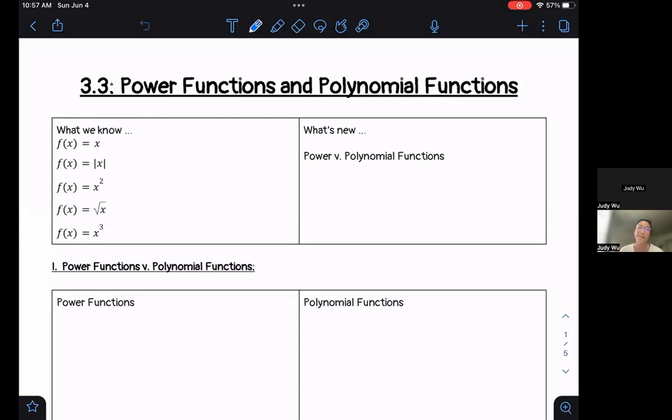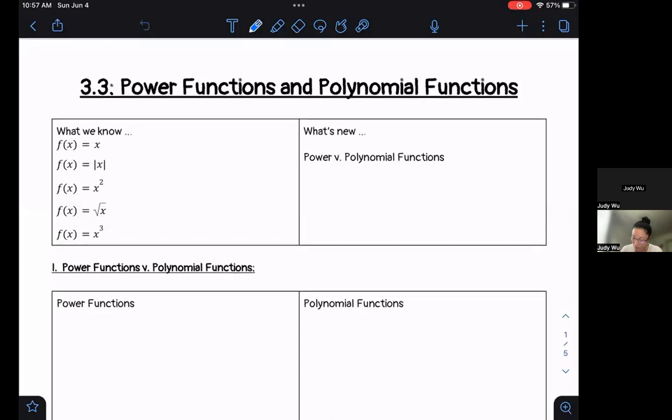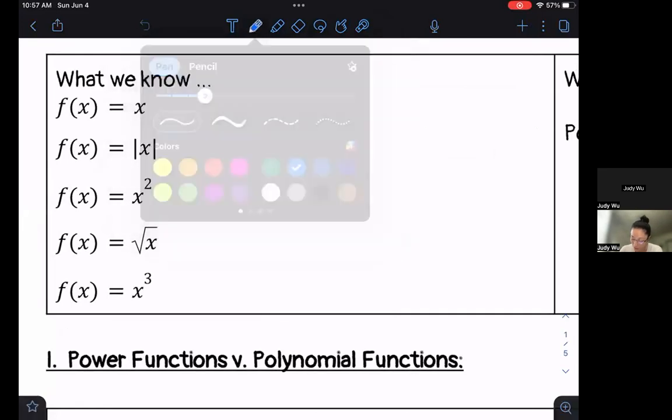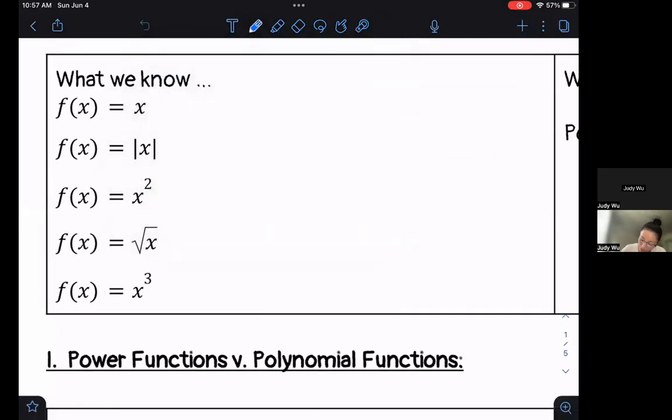And so we're going to get started here today with what we know and what's new. All right. So what do we know so far? Well, we know a few different graphs, right? We know f of x equals x is a linear function. We know that f of x equals the absolute value of x is more like a V shape. We know that f of x equals x squared is our parabola, or more of a U shape.